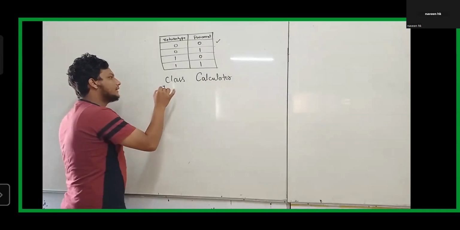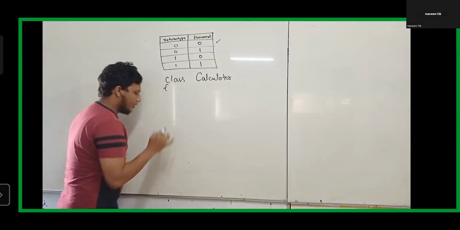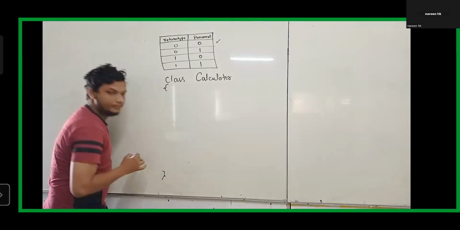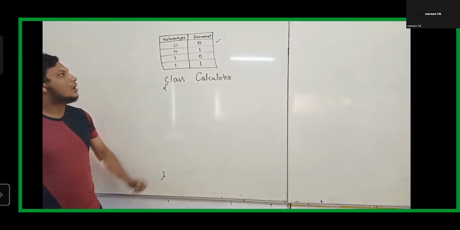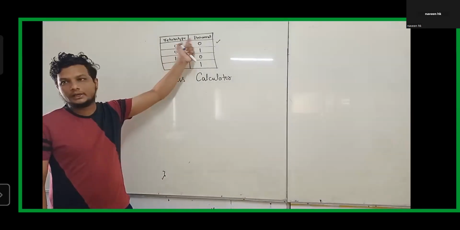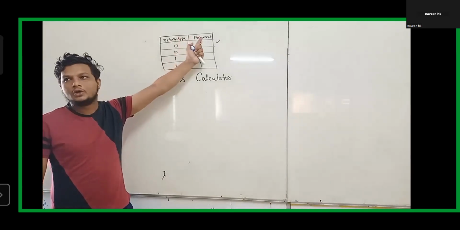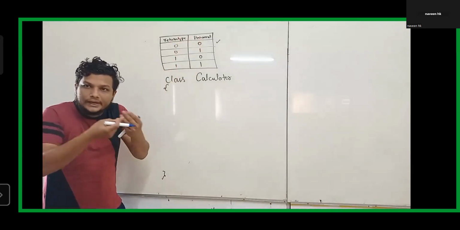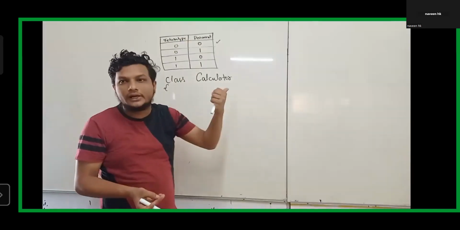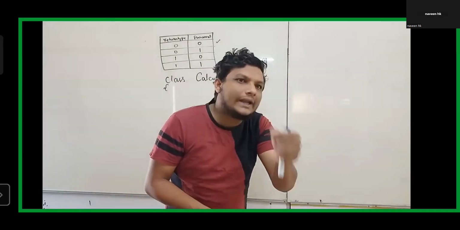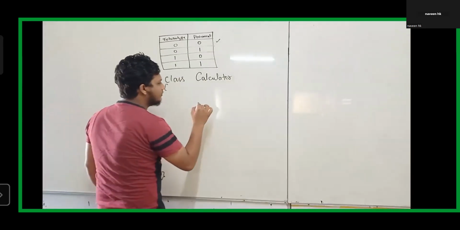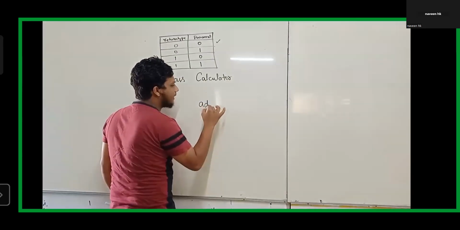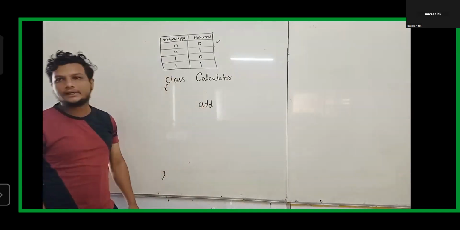Every class has a boundary, so I'll open the boundary and close the boundary here. Any doubt till here? No, right? So what I need to do is create a method with this particular combination: no return type and no parameter. Now, what is the operation or behavior of this Calculator class I want? Addition is the operation. So I'll give the method name as add.